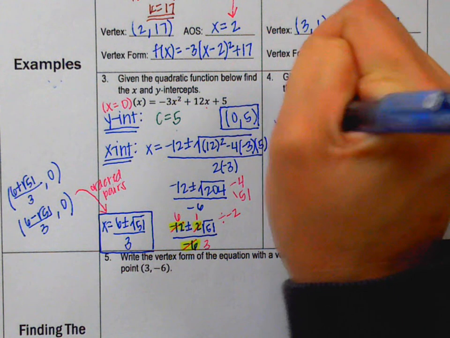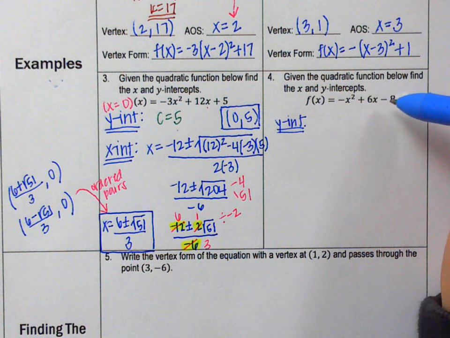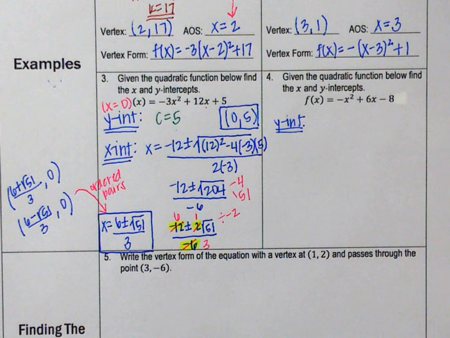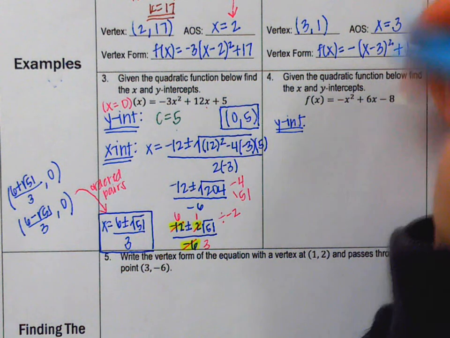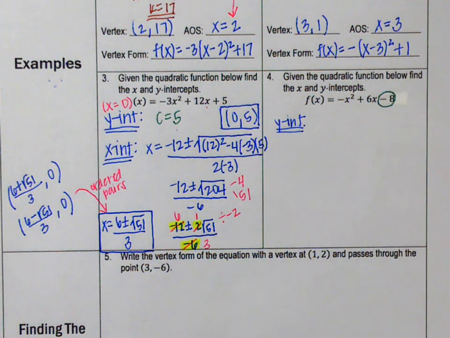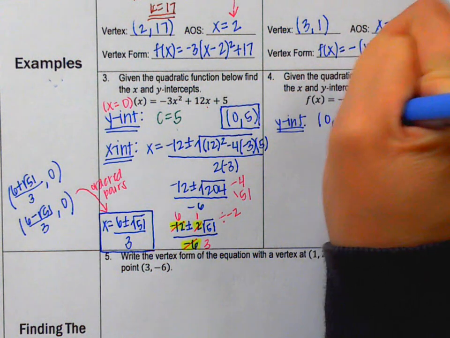Okay, so hopefully you have an idea of what the y-intercept is. The y-intercept with this one, again, it's in standard form. So all I have to do is identify the c value. And in this case, the c value is negative 8. And so my y-intercept is just 0, negative 8.